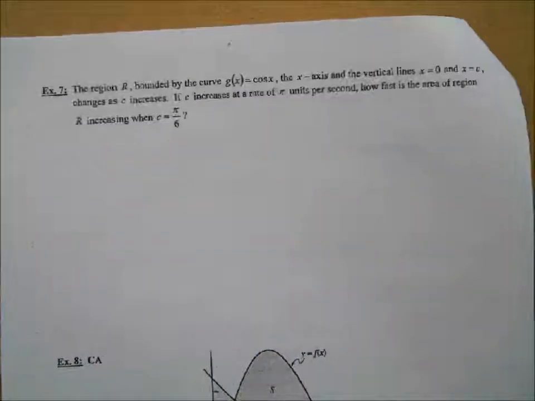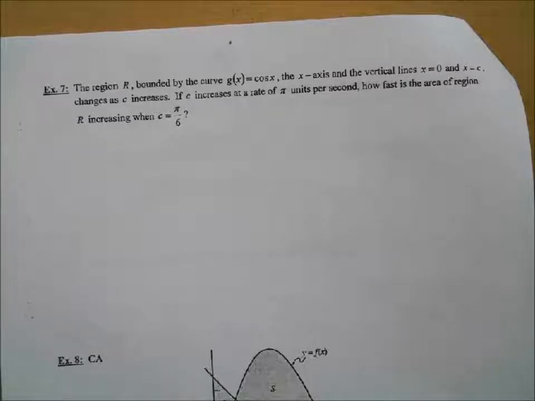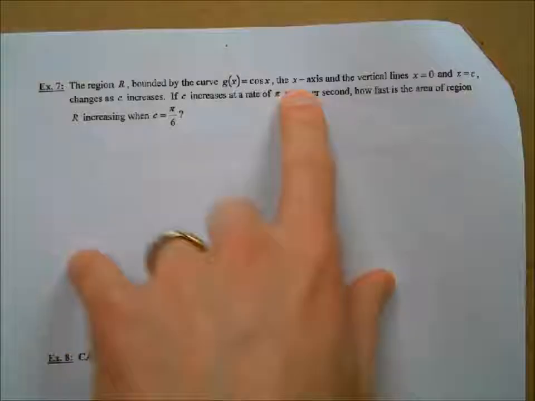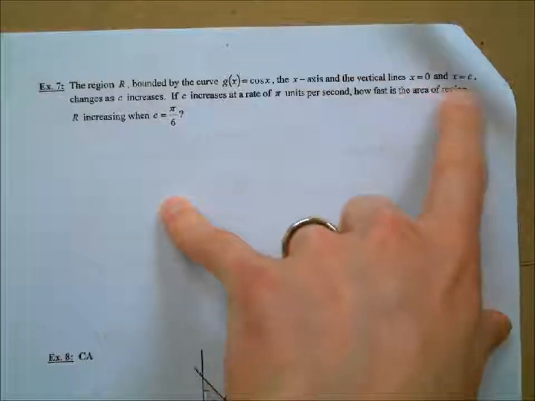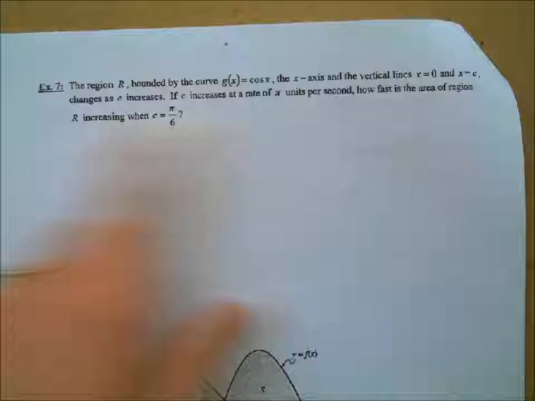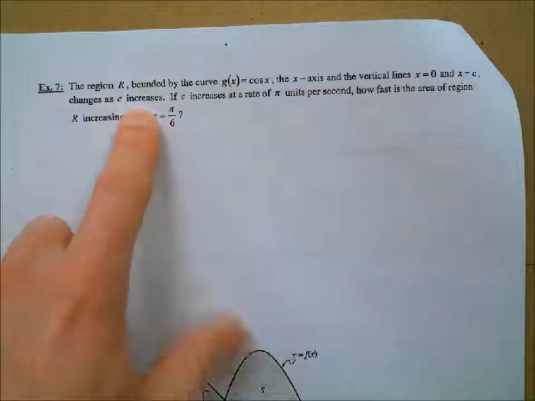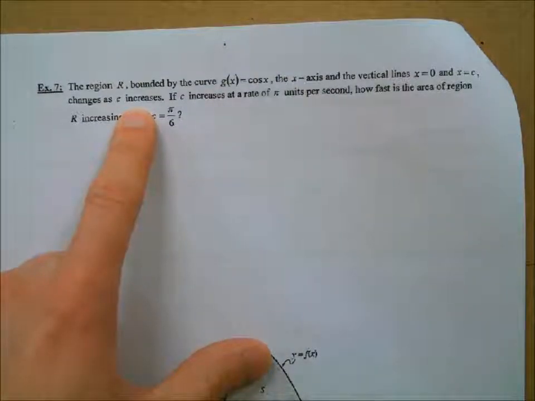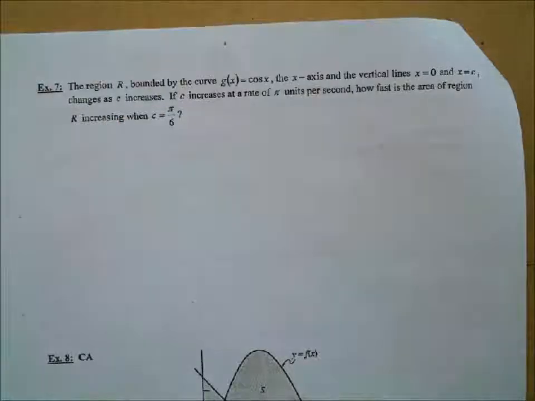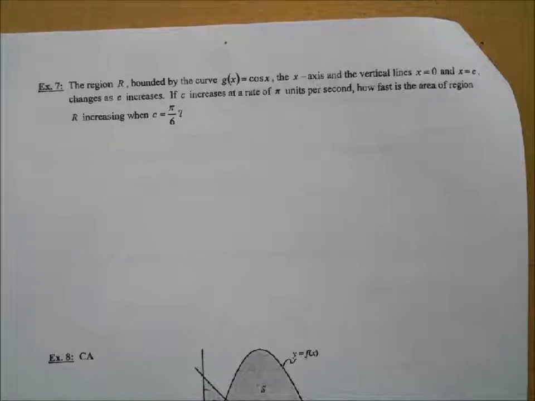All right, that being said, now we're moving on to your number 7, which is a bit of a turn from the earlier ones we did here. It says the region R bounded by the curve g of x equals the cosine of x, the x-axis, and the vertical lines x equals 0 and x equals c changes as c increases. If c increases at a rate of pi units per second, how fast is the area of region R increasing when c is pi over 6?